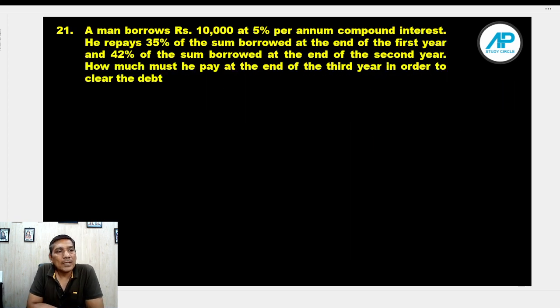A man borrows 10,000 rupees at 5% per annum compound interest. He repays 35% of the sum borrowed. So in the previous question, there was a question of repayment where the man was repaying an equal amount after every year. It is not so here. So I have to find a different value of repayment after every time I am finding the interest. Let us see the question.